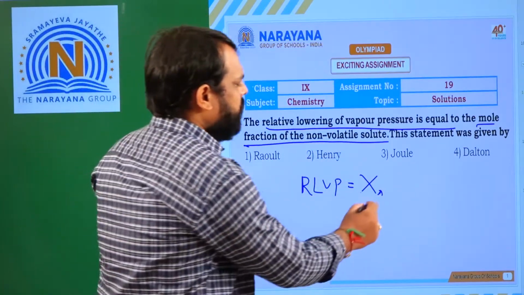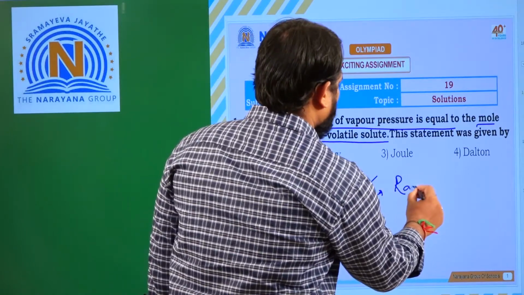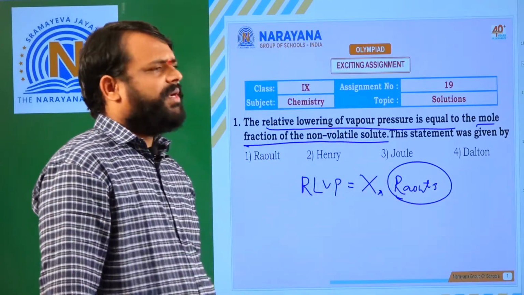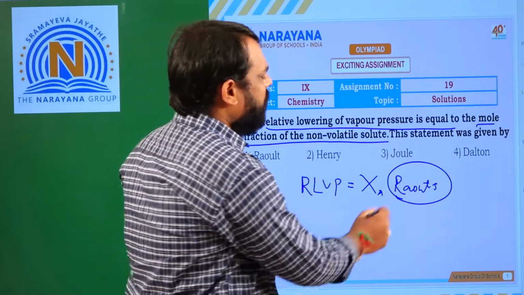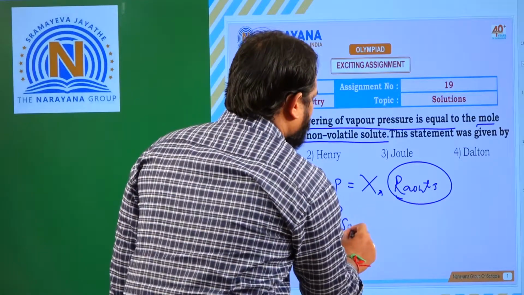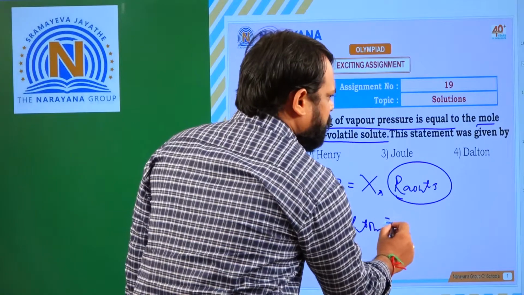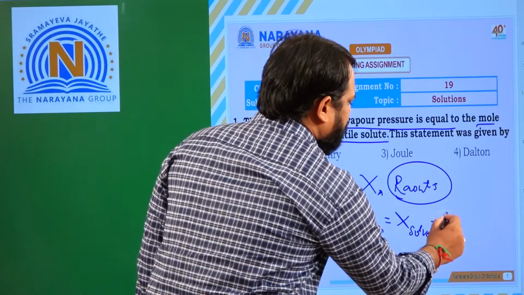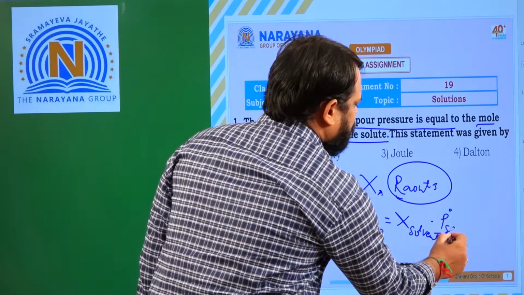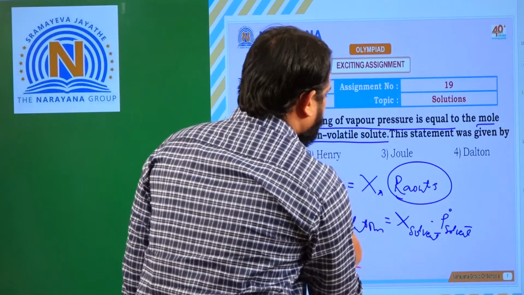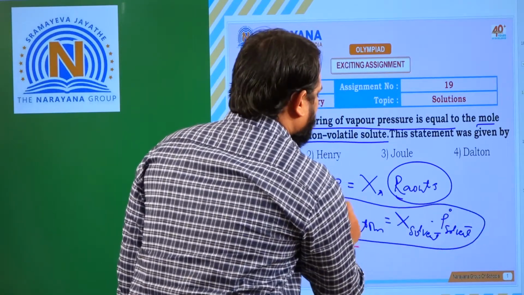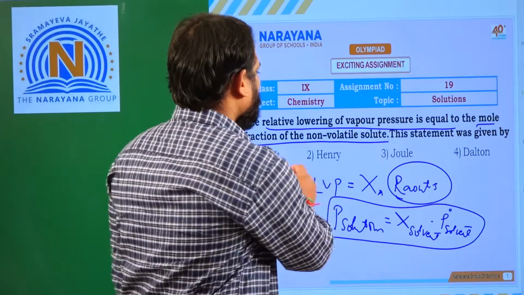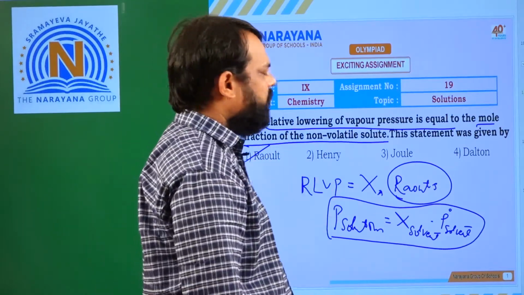This is a statement given by Raoult. So what is Raoult's statement? The relative lowering of vapor pressure is equal to the mole fraction of the non-volatile solute. That means the vapor pressure of the solution is equal to the mole fraction of the solvent into the vapor pressure of the solvent. So this is Raoult's law, the statement given by Raoult.